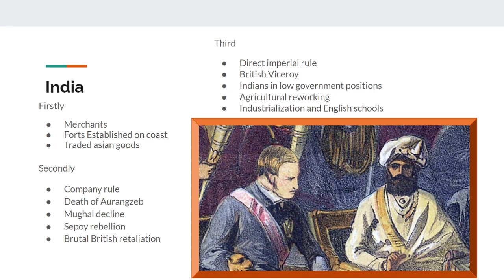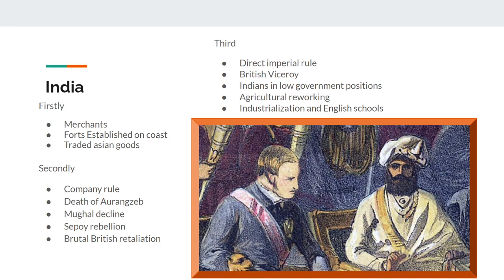Eventually, with the death of Aurangzeb and the Mughal decline, the companies began to have a lot of power over the Mughals. Great Britain would start to take over a lot more territory and use the sepoys, which were Indian troops, in their own armies. Eventually, the sepoys would rebel, and because of this, there was brutal British retaliation to the Sepoy Rebellion. Lastly, it changed from company rule to direct imperial rule. There was a British viceroy who represented India, and the Indians were in low government positions.